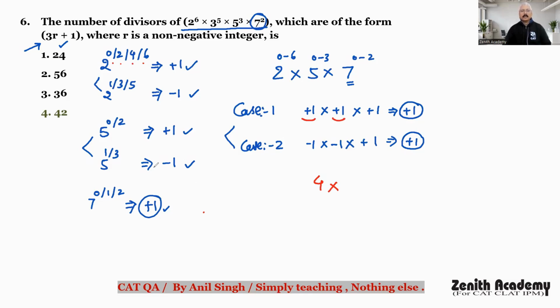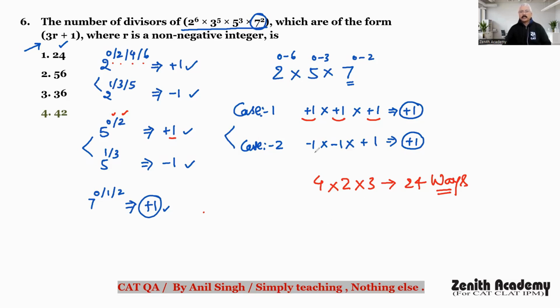So 5 to the power 0 or 2 means there are two cases to get plus 1. Two cases into plus 1 means 7 to the power, whether it's 0 or 1 or 2, there are three cases. So for case 1, the total number of cases is 4 into 2 into 3, which is 24, means 24 ways. There are 24 ways to get remainder plus 1 when 2 to the power is giving plus 1 remainder and 5 to the power is giving plus 1 remainder and 7 to the power remains.